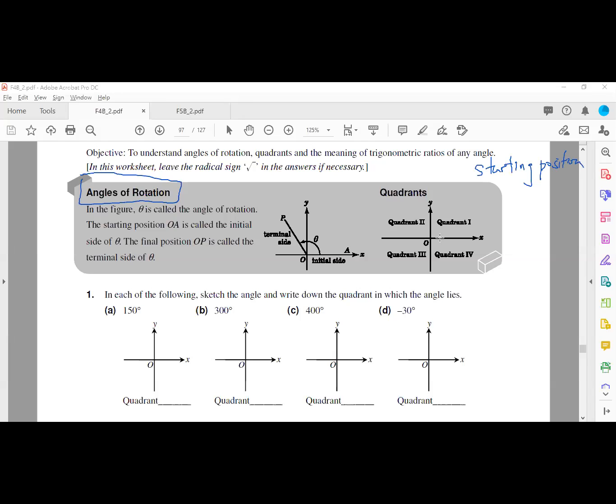is always looking at the right, the positive x-axis. Okay, starting position is always from the positive x-axis. Okay, and then the turning direction is always anti-clockwise. Okay, it's always anti-clockwise.